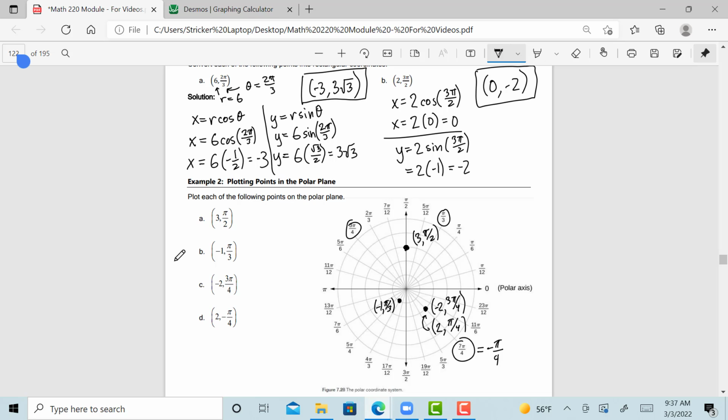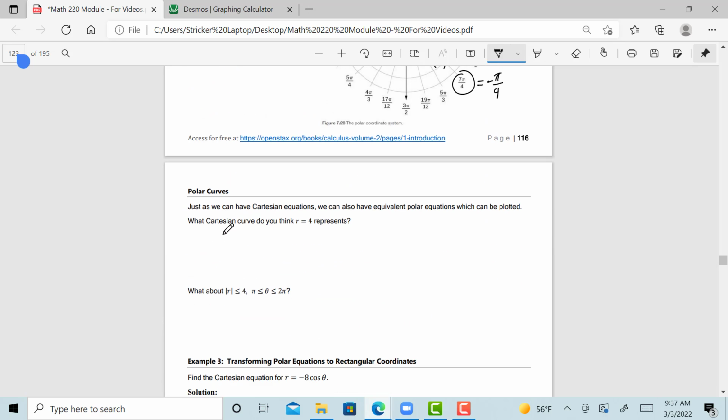That's how we plot points in the polar coordinate plane. That's going to do it for this video. When we come back, we're going to look at graphing some different polar curves and also converting equations between the two coordinate systems.